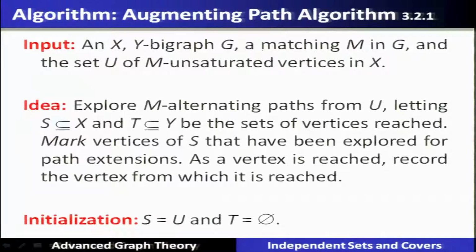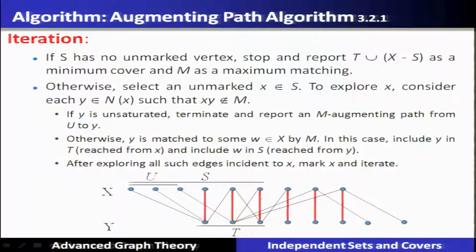As a vertex is reached, record the vertex from where it is reached. Let us see the initialization, where S is initialized to U. That means initially all the vertices are unsaturated, and T becomes empty. Why? Because we haven't visited any vertices. Now, the iteration of this algorithm: if S has no unmarked vertex, then we will stop and report T union X minus S as the minimum size vertex cover and M as the maximum matching. So, this is the termination condition of the algorithm.